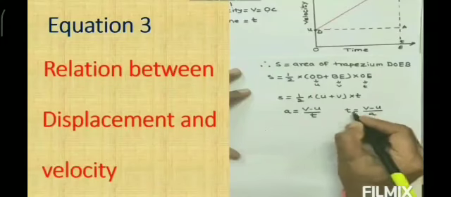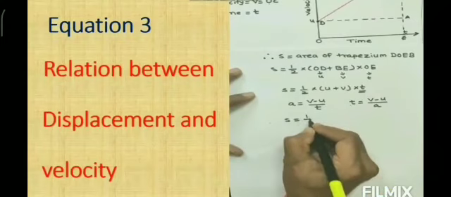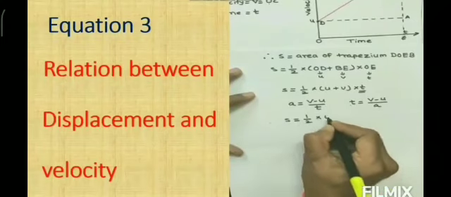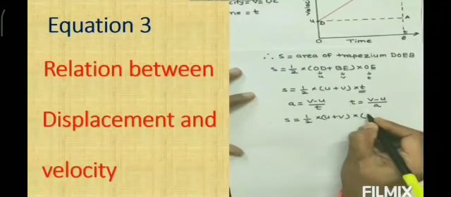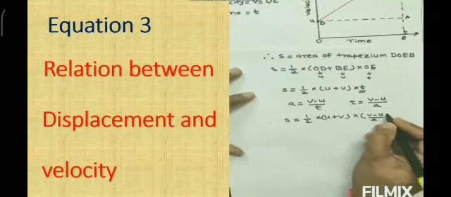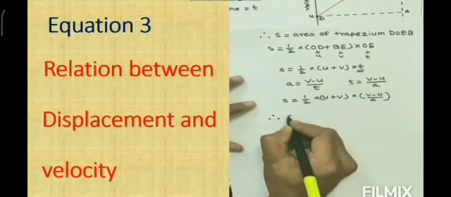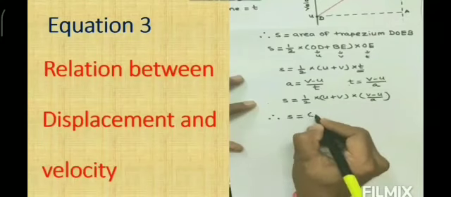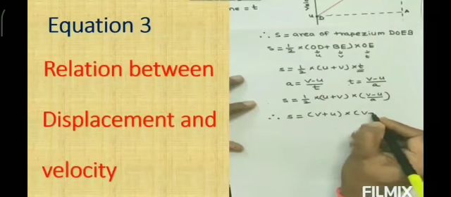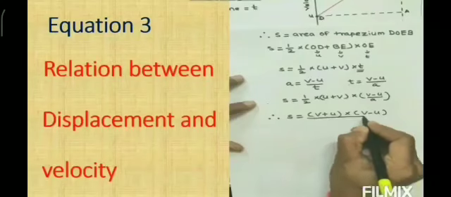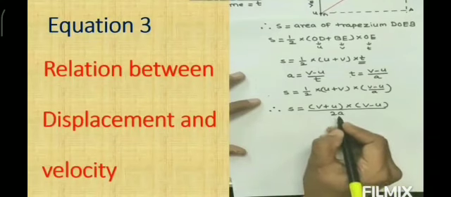Now keeping this value of T in this equation, we will get S is equal to half into U plus V into V minus U upon A. Therefore, S is equal to V plus U into V minus U upon 2A. Now let us bring this 2A to the left hand side.